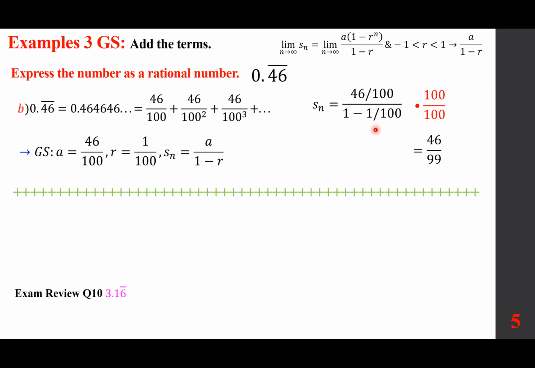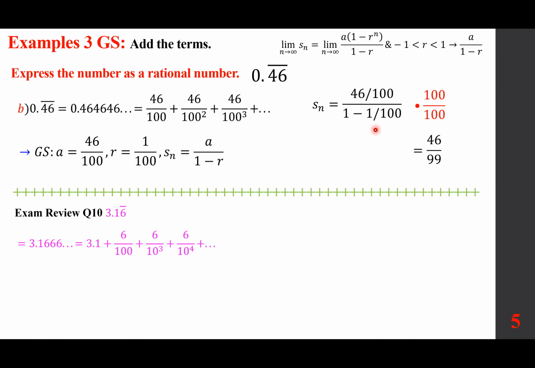However, I wanted to look at this question, which is slightly different. What is the difference? The difference is that the bar is not on top of both digits, but rather only one digit, and therefore it is 3.1666. It is the number 6 that is being repeated, everybody. And so you can cut them into two pieces, the 3.1 and then this part which is being repeated.